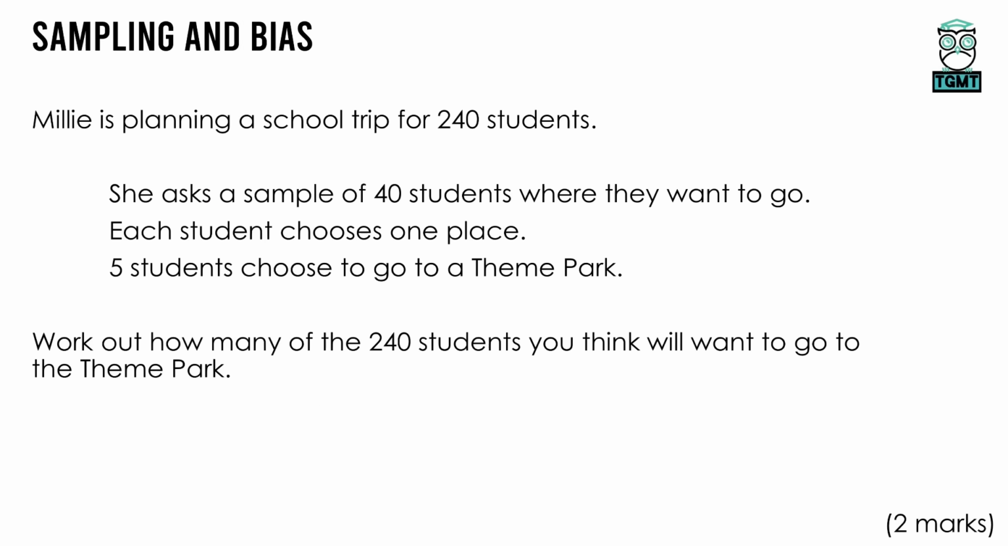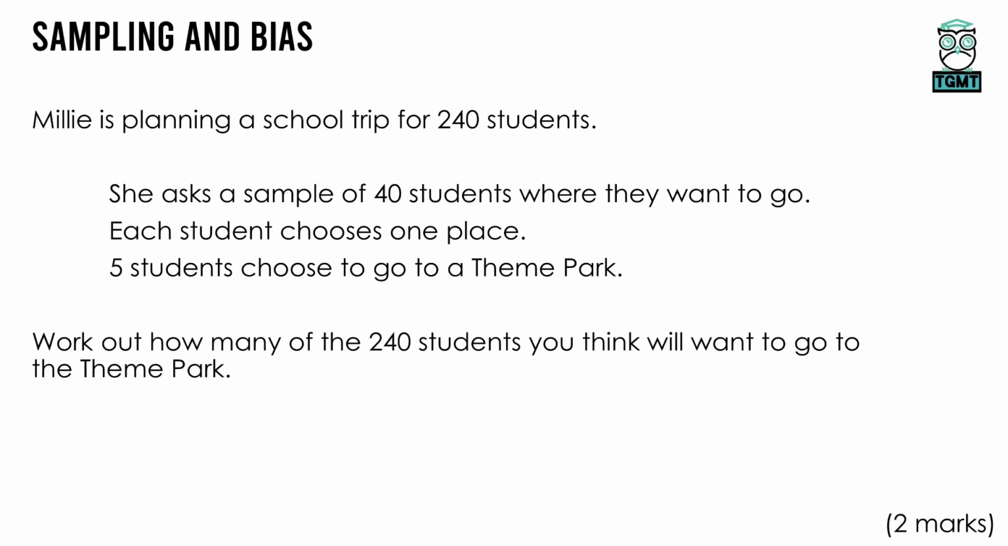Now with sampling and bias, you might be given a table that shows a particular sample. This particular question has no table. So it says Millie is planning a school trip for 240 students. She asks a sample of 40 students where they want to go, and then it goes on to tell us that 5 students choose to go to a theme park. Work out how many of the 240 students you think will want to go to a theme park.